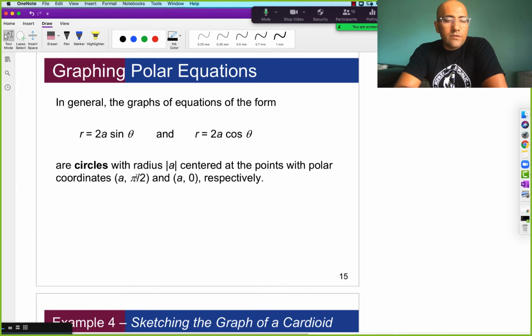So these are going to be circles centered at points with polar coordinates. So pi over 2 is 90 degrees, comma a. So it's going to be on the vertical axis, the y-axis in rectangular, and then you travel a units, whereas this one is on the polar axis, formerly the x-axis in rectangular, and they have a radius of absolute value of a. Okay, good.